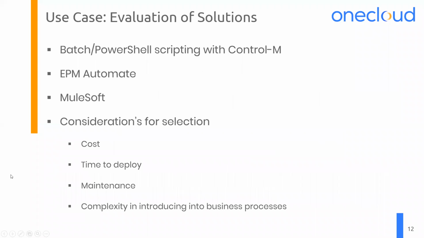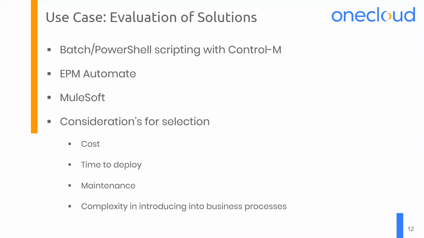So when we were looking at the different solutions before we went into OneCloud, what were the options that were available for us? The typical implementation we have seen is batch PowerShell scripting with Control M. So we stick to our legacy process, or we look into something else. And then EPM Automate, which comes with all our EPM integration and is used for all our EPM cloud products. MuleSoft, and again, that's a much more complex product for us from this standpoint. And when we wanted to use a tool with less IT reliance, that didn't work for us.